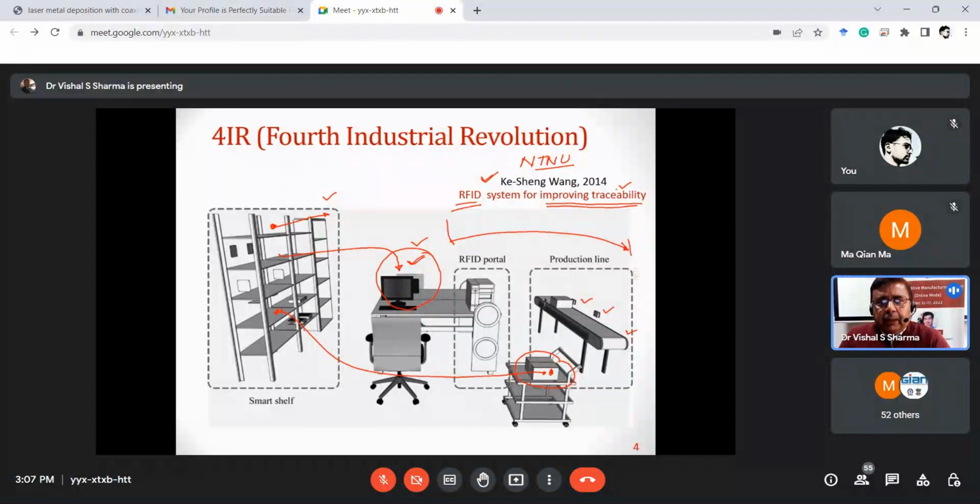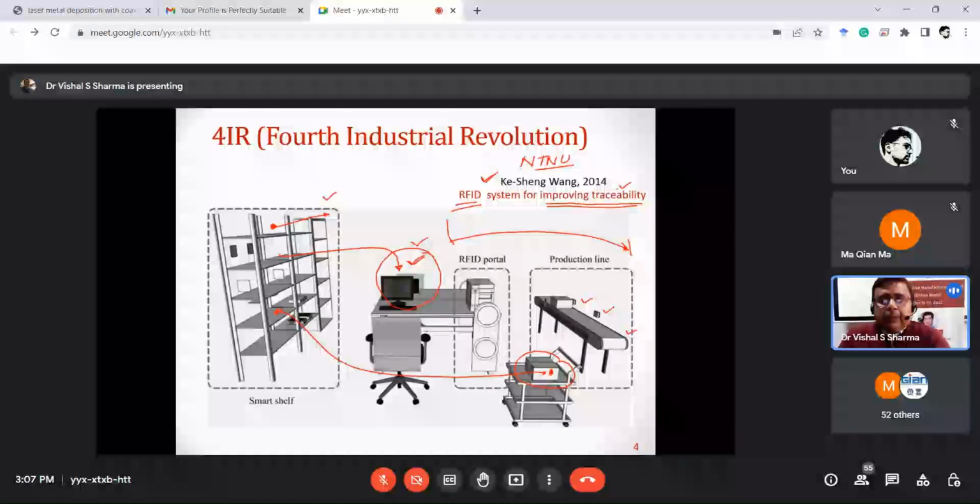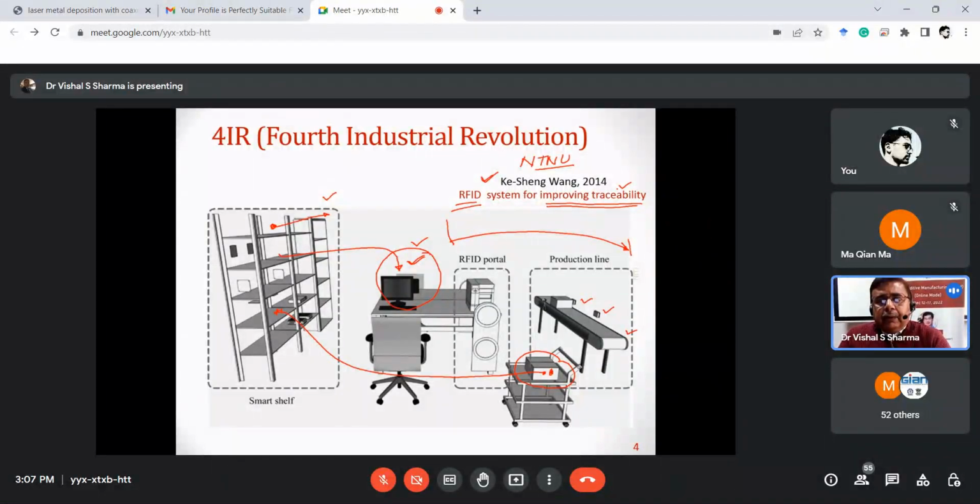developed by Professor Kesheng Wang. However, I was not directly involved in this process, but there I worked on a topic called condition monitoring of wind turbines with the same professor. But this professor had different projects, so I was on another project, but I saw all these activities which he was doing there in 2014, and now RFID technology is into everything.